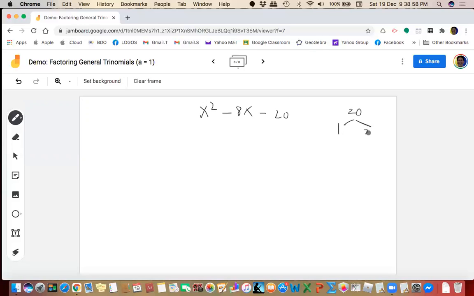All right, so let's start with 1 and 20. The difference is 19, so that's not the one. 2 and 10. 10 minus 2 is 8. All right, we got the correct factors. So these are the numbers.